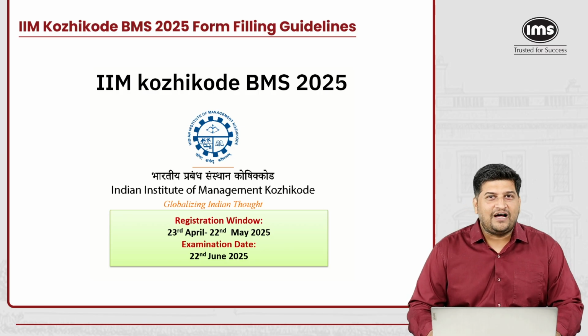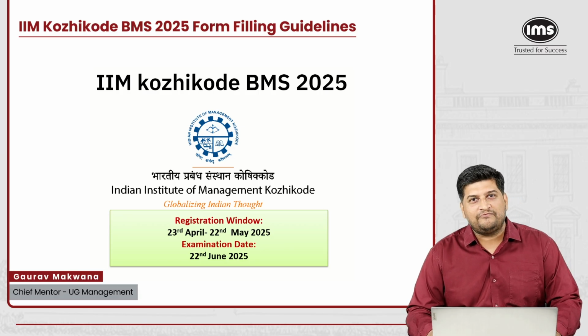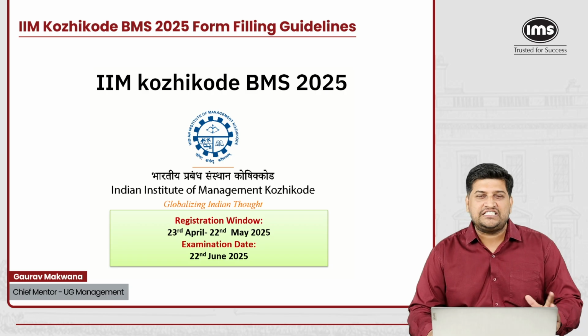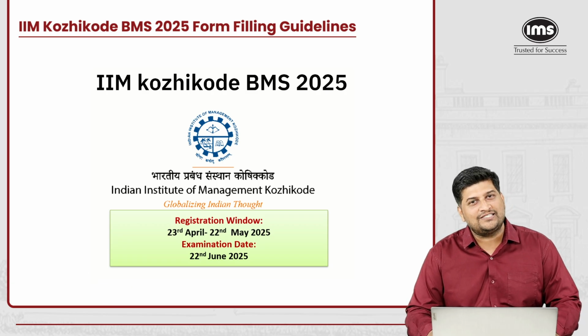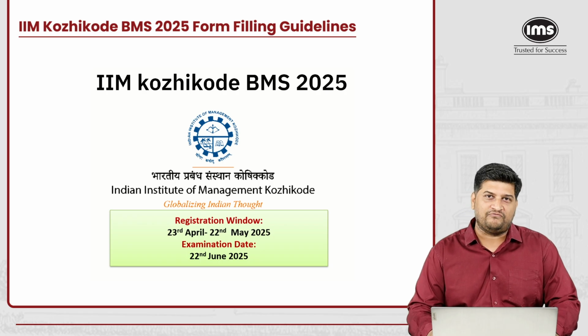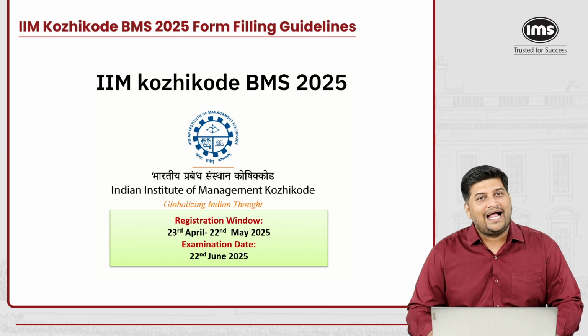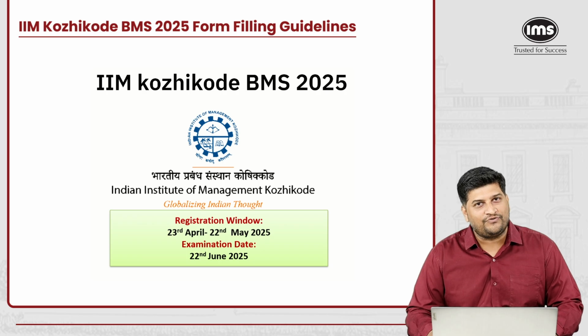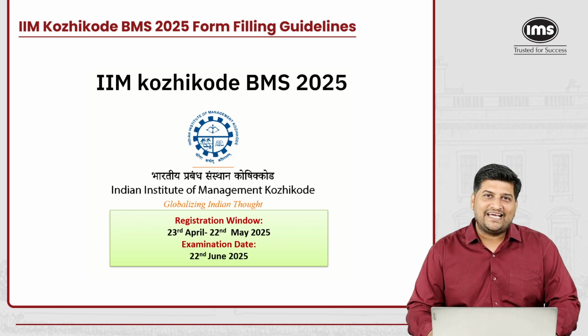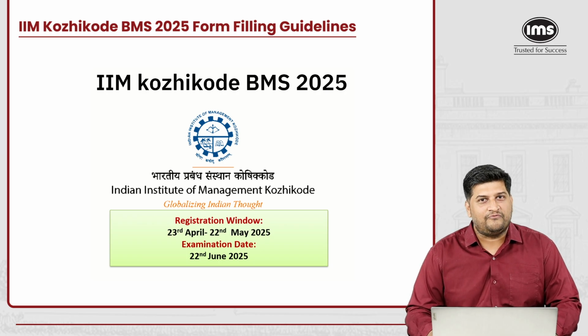Today we are going to fill out a form for IIM Kozhikode BMS 2025. The registration has already started, from 23rd of April, and it's going to be till 22nd of May 2025, and the examination is going to be conducted on 22nd June 2025. So without wasting any time, let's switch to our form filling.